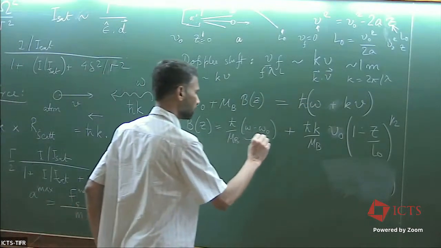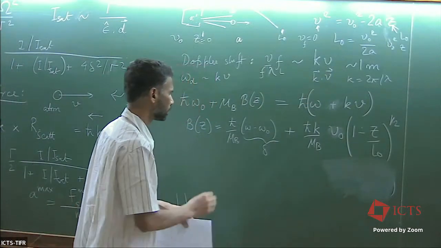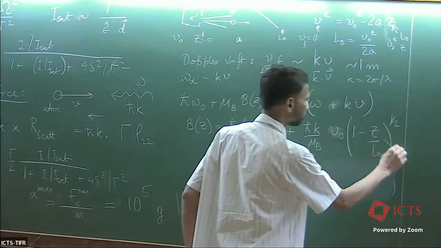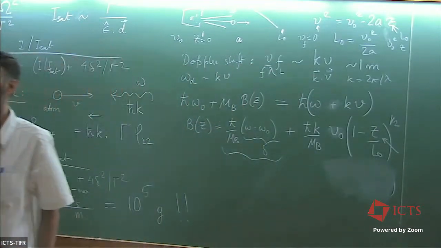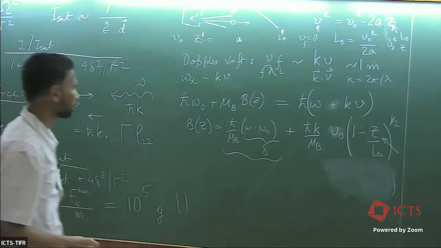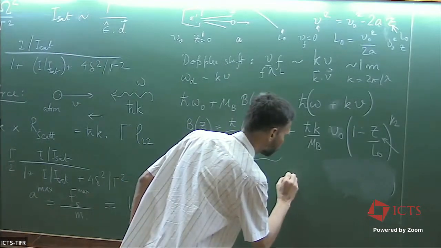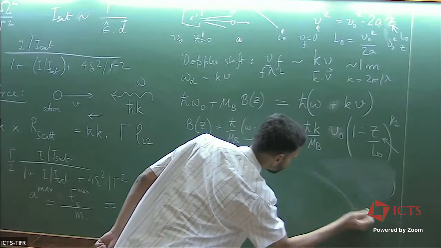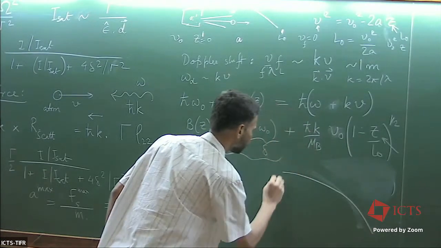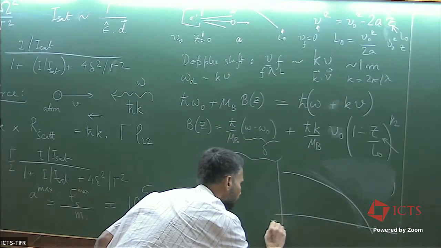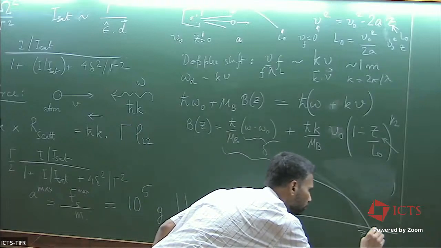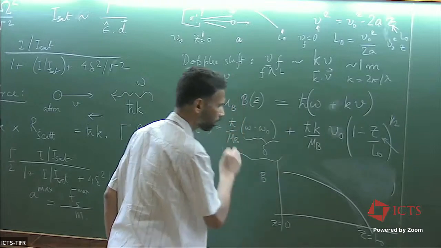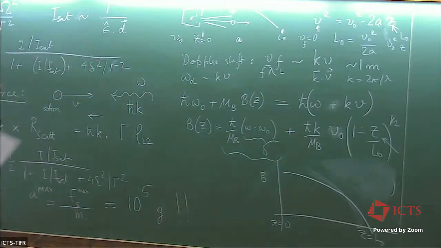This is just the detuning, which is fixed, let's say, and basically I don't care. This gives you some bias field, and this is the dependence I want. So Z to the power 1 by 2 kind of dependence. What does the field actually look like? The field will look like this, if I have Z equal to 0 and Z equal to L0. This is the magnetic field. If I make a magnetic field in this way, the atoms will come to a stop at the end.